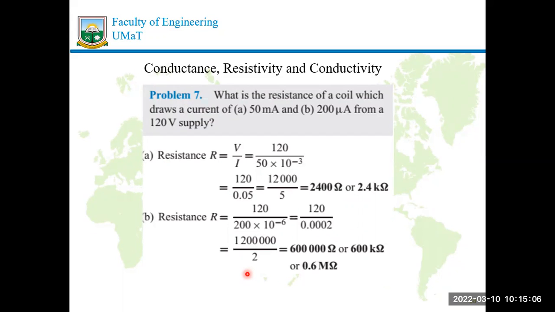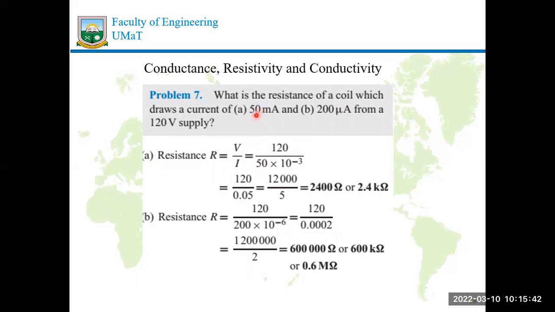Now, what we have here is for us to calculate resistance when given voltage and current. So we've been given two current values of which we have 1 milli and 1 micro, and we have to find the resistance having a voltage of 120 volts across the circuit. So as we know, R is equal to V divided by I. Our V is 120 divided by our I.